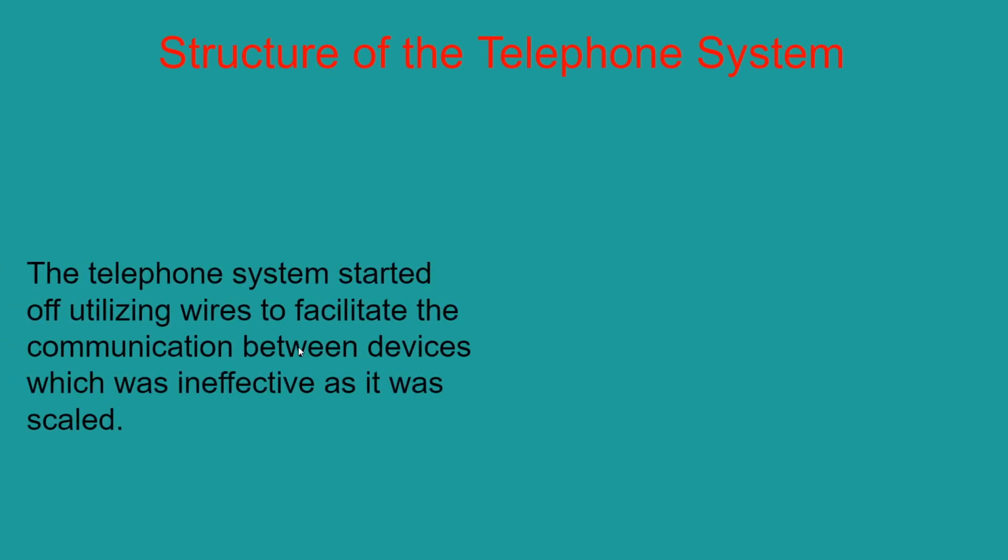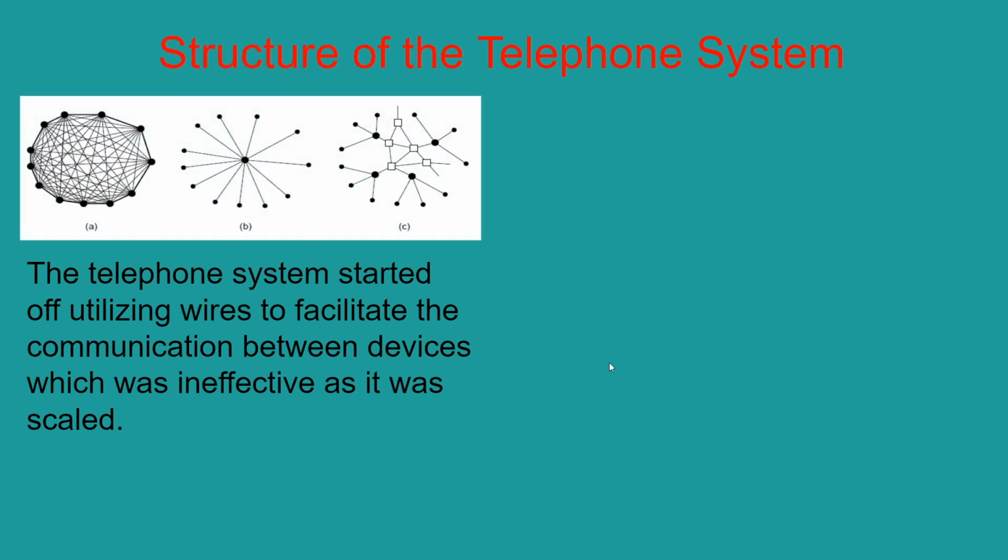So we're going to begin talking about the structure of the telephone system. We started having a system where one telephone network was connected to another using a wire. And as the years went by, this was obviously very ineffective as it raised the dilemma of improper connections. So it was ineffective as it was scaled larger.